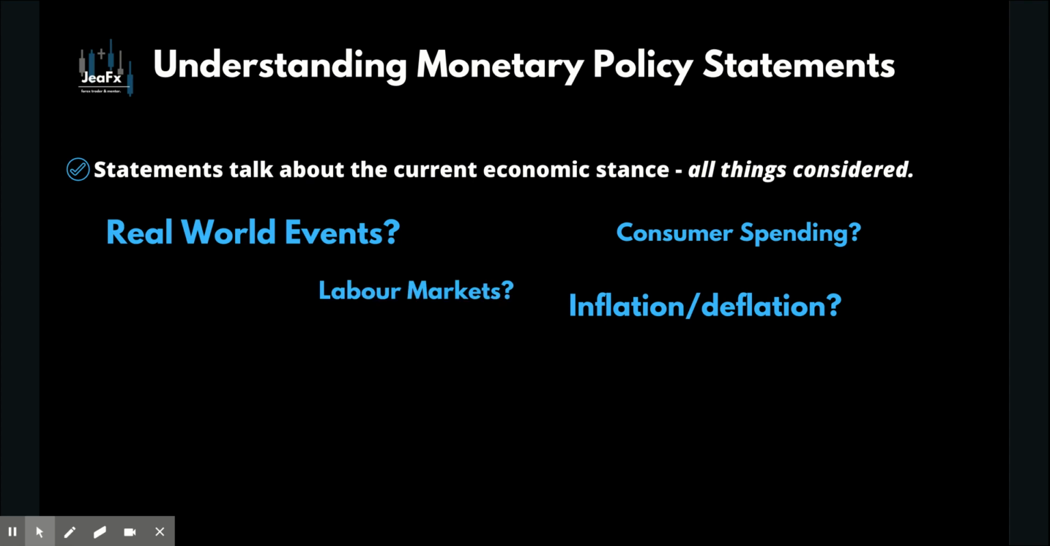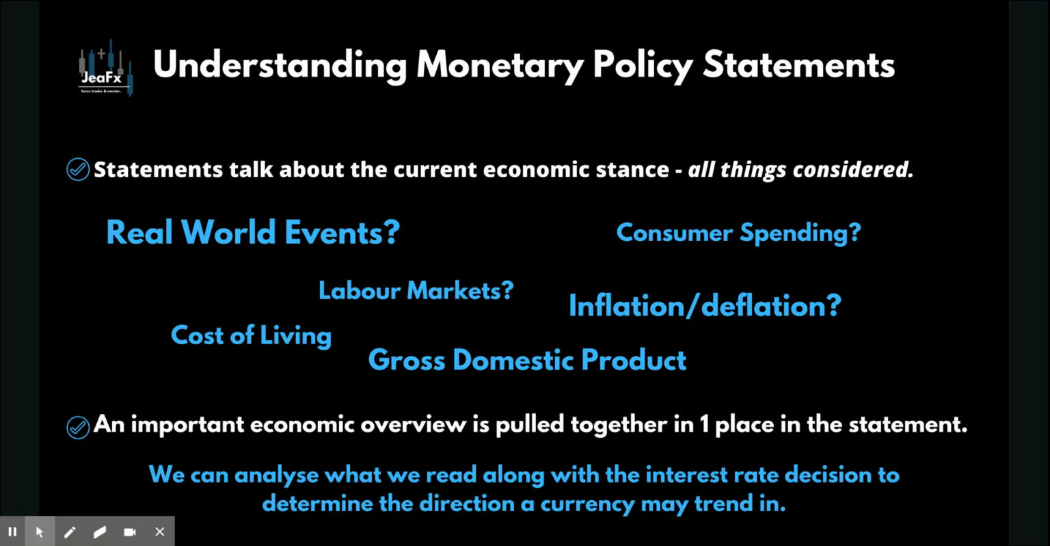Consumer spending is another thing we're going to talk about. Labor markets, so unemployment and employment. Gross domestic product, so how much money a country is generating, and the cost of living for individuals. Okay, all these things are going to be considered inside of monetary policy statements, and all of these things can help us to gauge currency direction and gauge how an economy is performing to see where the currency is going to move in the future.